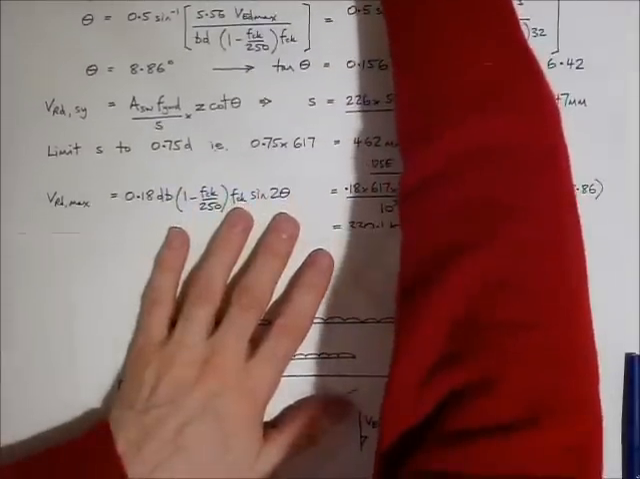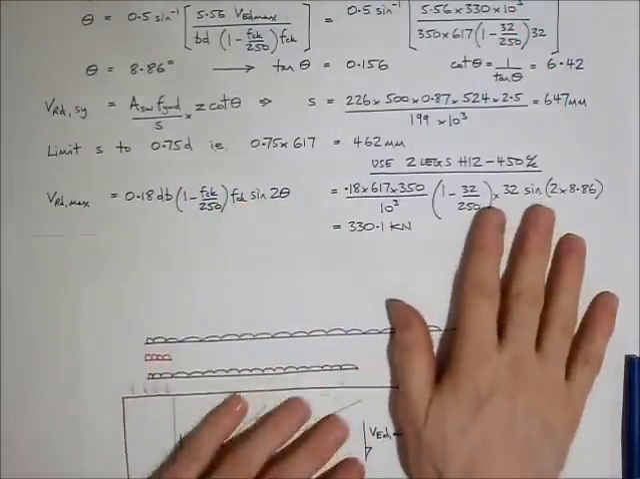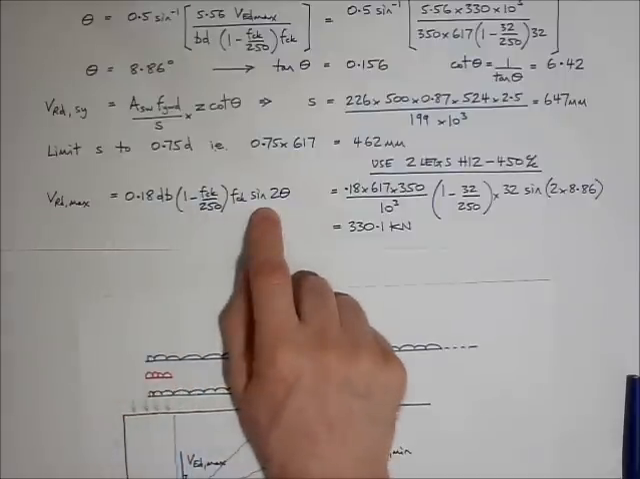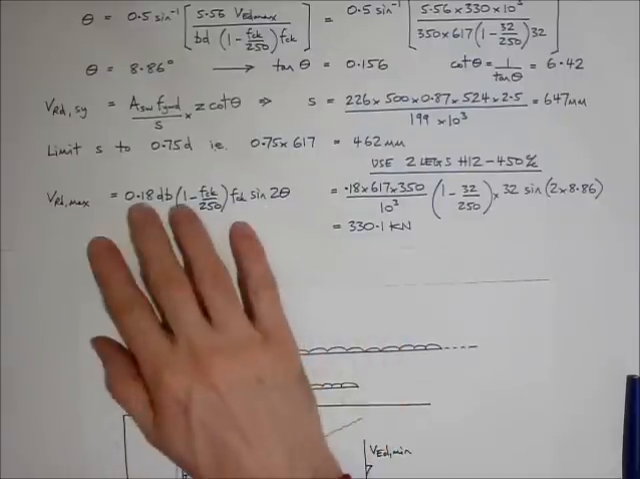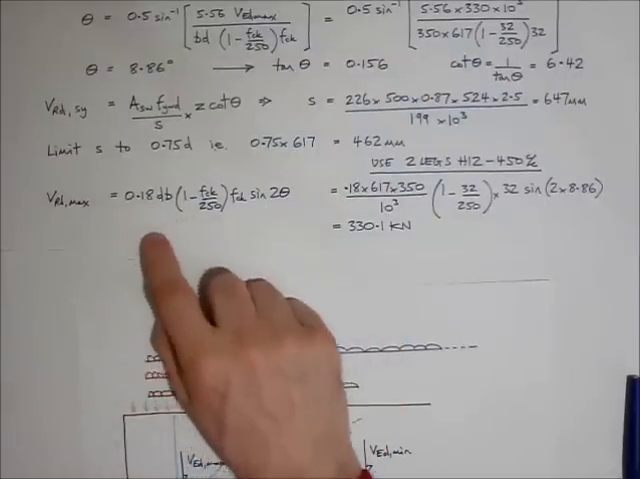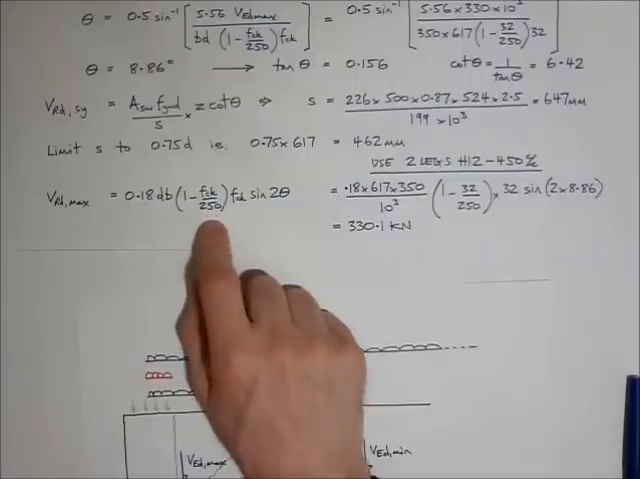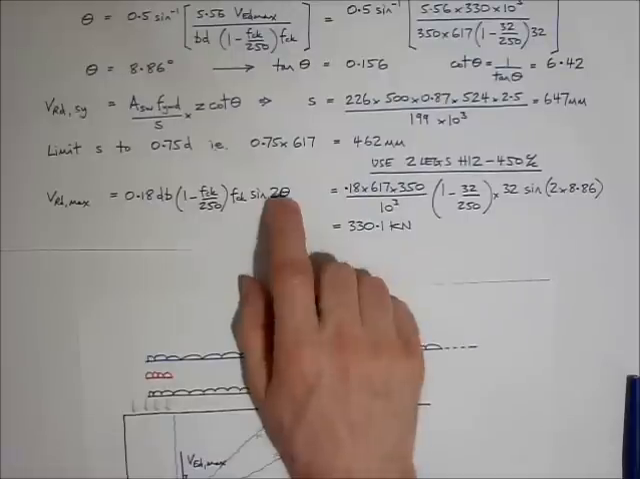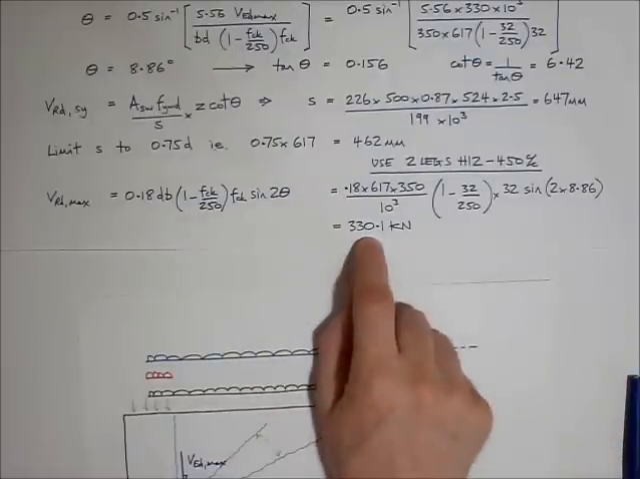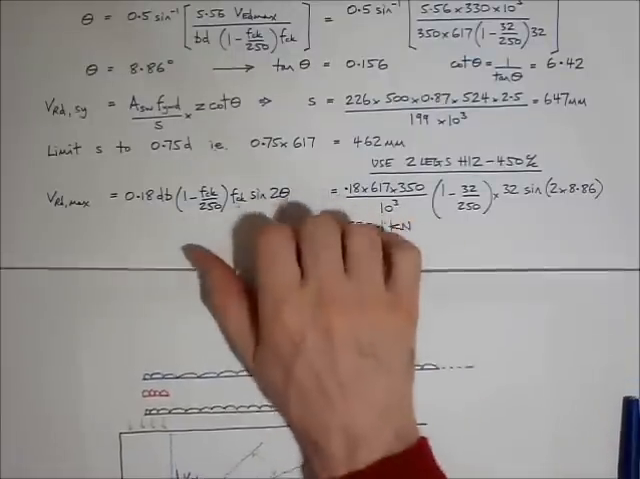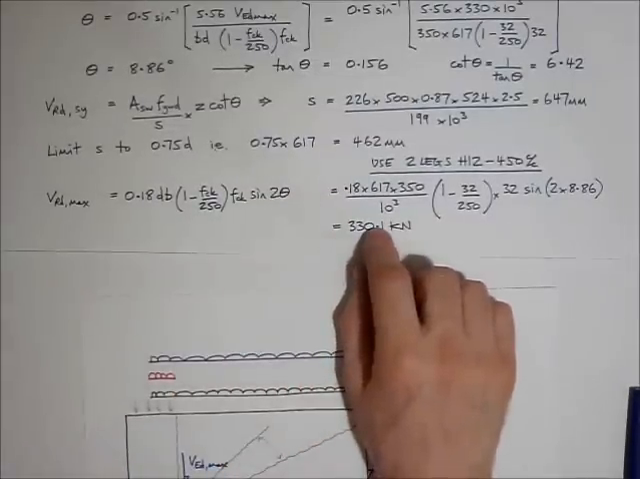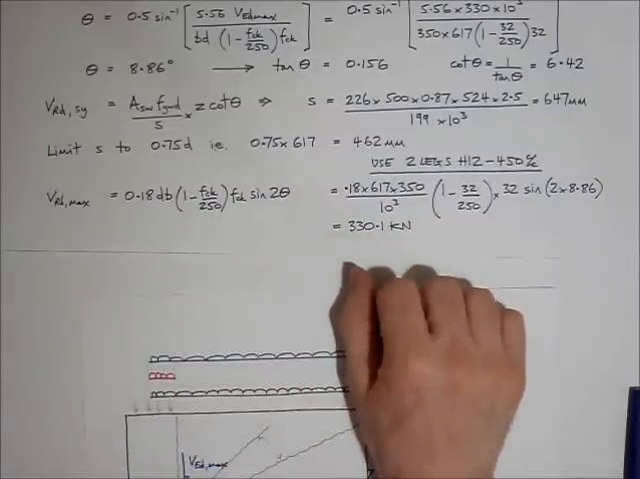Great. I have one more equation to check through before I finish, and that is to just check that the strength of the concrete itself is sufficient. Here's the equation, 0.18 BD into 1 minus FCK over 250, FCK sine 2 theta, that gives me a value of 330 kilonewtons. That tells me I'm okay because the applied shear force is VED min, which is 199 kilonewtons.